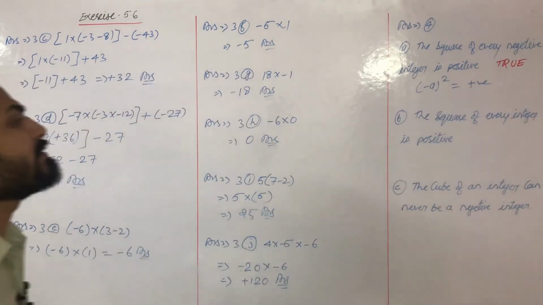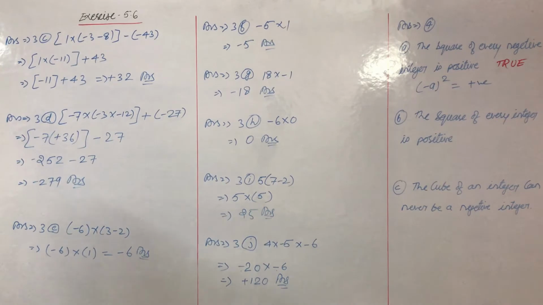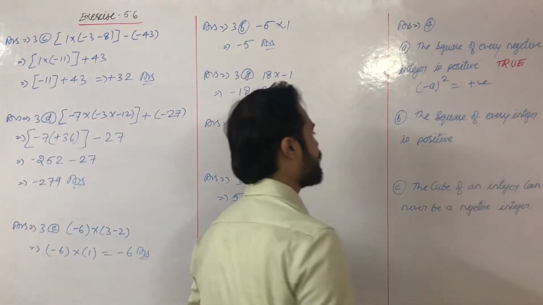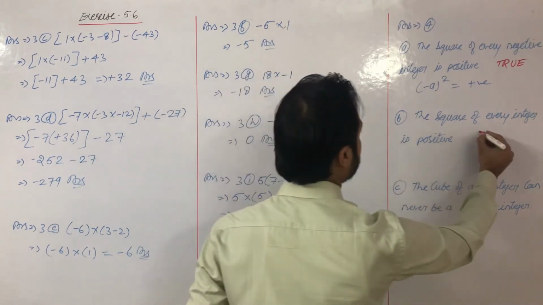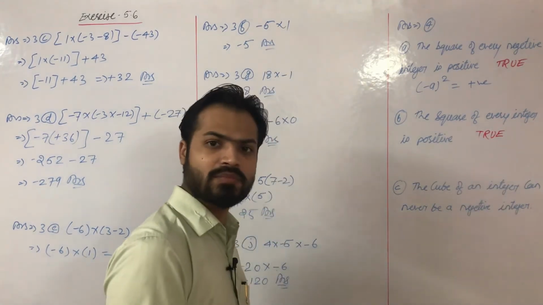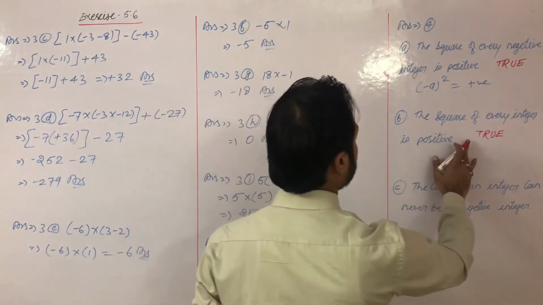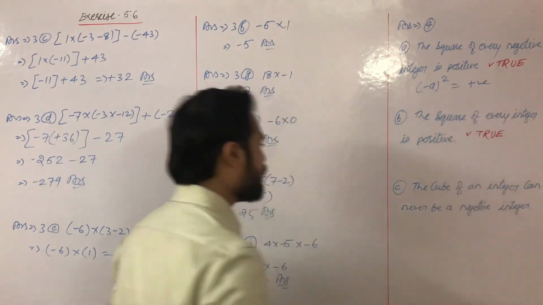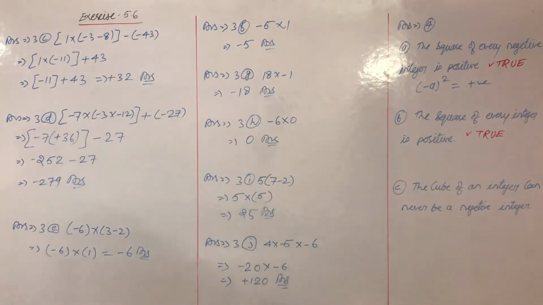Then, the square of every integer is positive. Square of every integer, no matter whether that integer is negative or positive, yes, this is also true. Square of every negative and positive integer, both are positive. So the statement is true. Last statement, the cube of an integer can never be a negative integer.